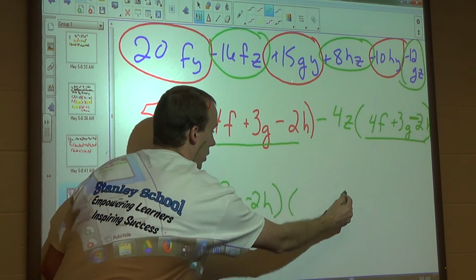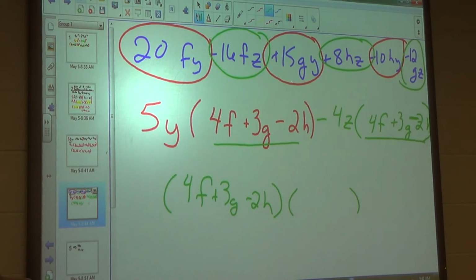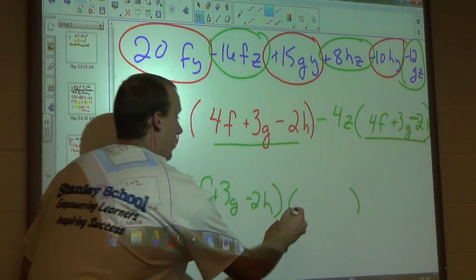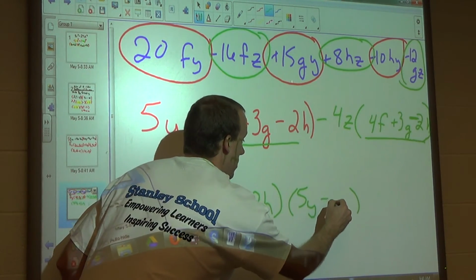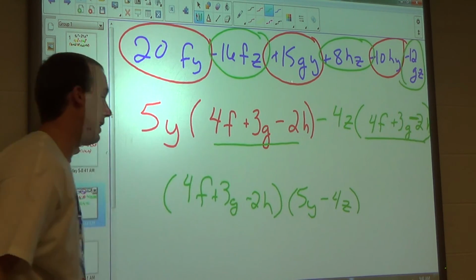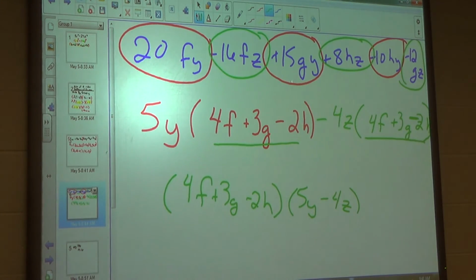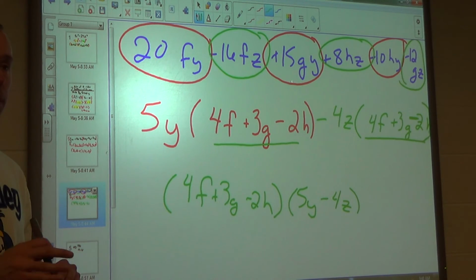And then what would be going on in my second parentheses? 5y minus 4z. Yep, my leftovers, so 5y minus 4z. And that right there would be my answer. How many got that one right? Okay, factor by grouping makes sense? Probably a little easier than the difference and sum of two squares.